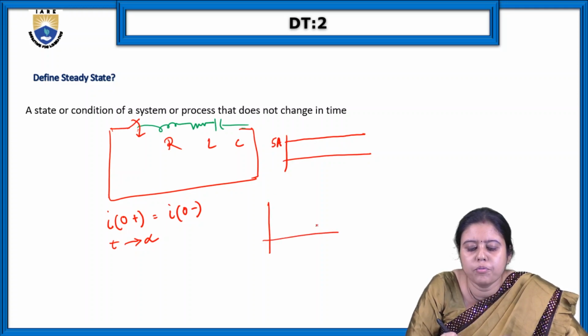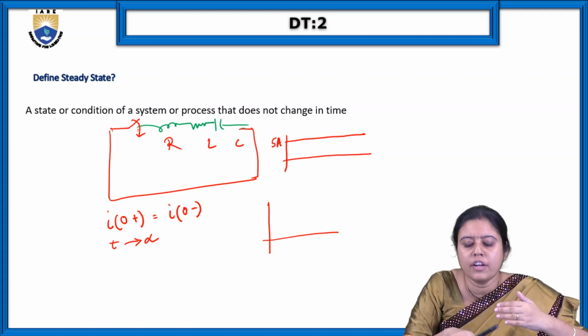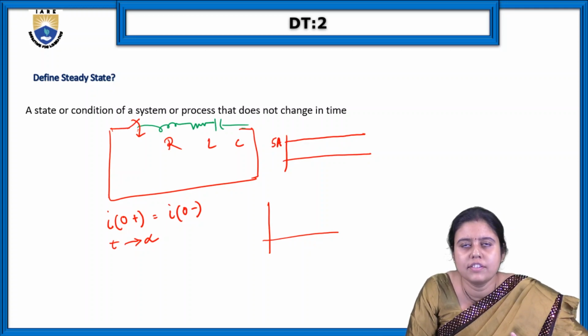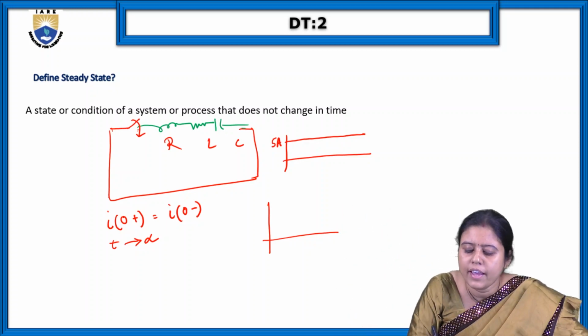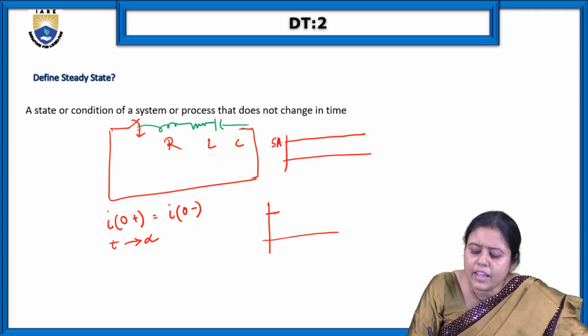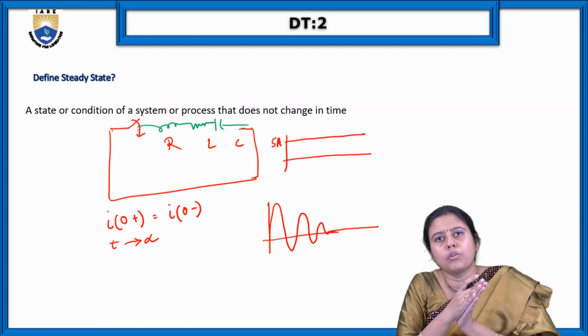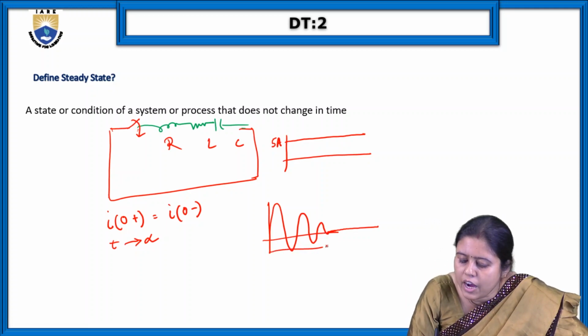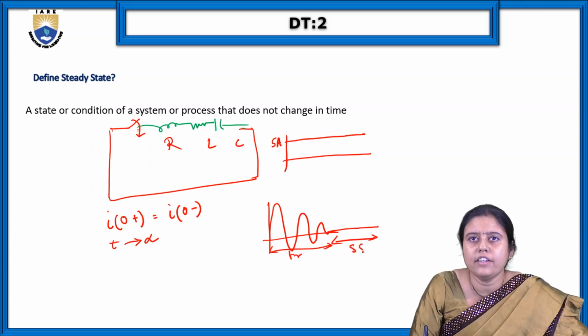Previously the switch is closed, means switch is on, current is flowing, we got a constant current. Suddenly I came and switched off. What will happen? It will show a transient like this. And after 10 seconds, 15 seconds, it will totally be off. So this is our transient condition and this is our steady state condition.